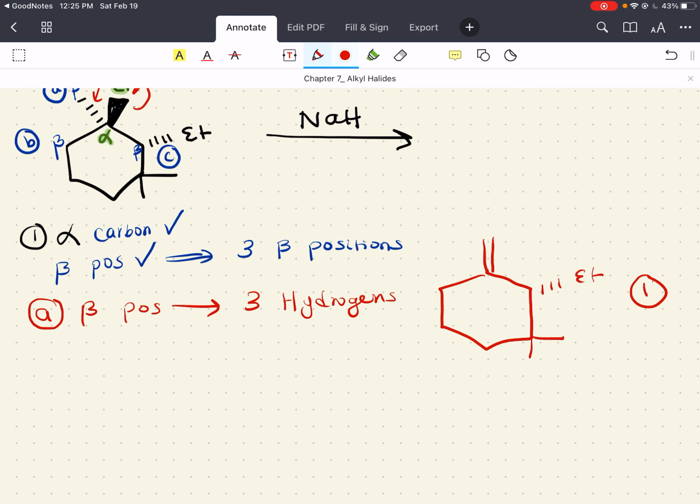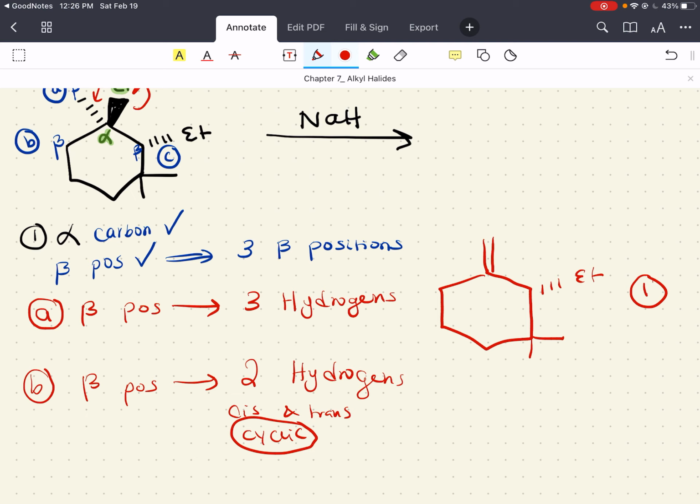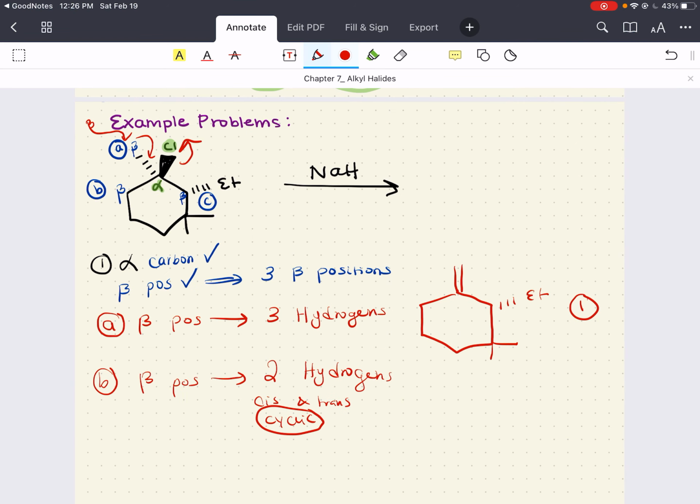Now we're going to look at position B. That's a beta position. How many hydrogens does it have? 2 hydrogens. Now, you might be thinking, oh, 2 hydrogens, we're going to need a cis and a trans product. Hold your horses, though. This is a cyclic molecule. It's a ring. We're not going to get both cis and trans. We're simply going to form a double bond between the beta and alpha position, and that's that.